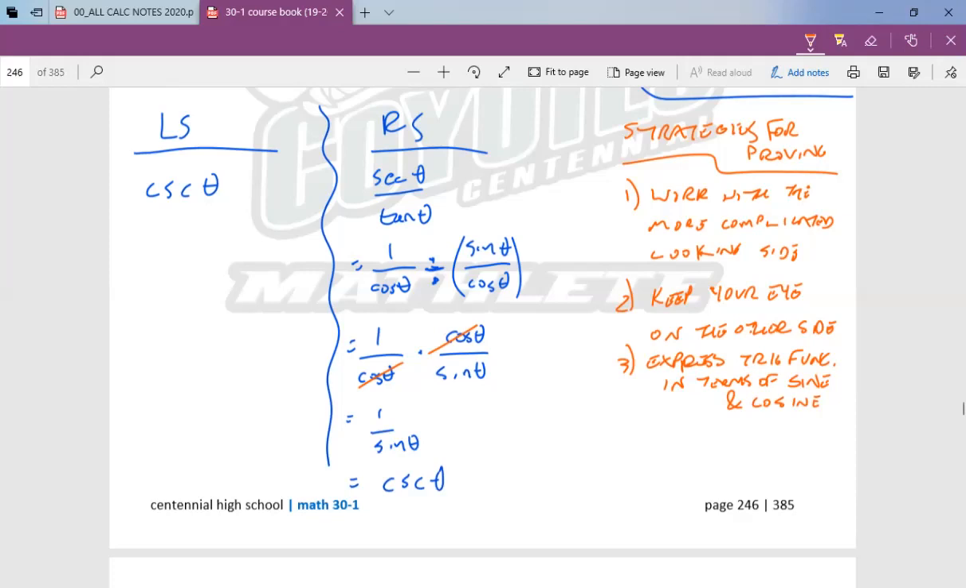Now, last thing that I want to say on this page before I move on to the next page is this. So there's our 3 strategies so far. The one thing I want to say is this. We need to make our conclusion. Therefore, left side is equal to right side.